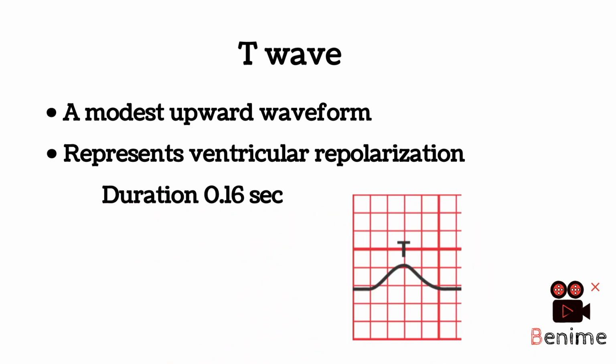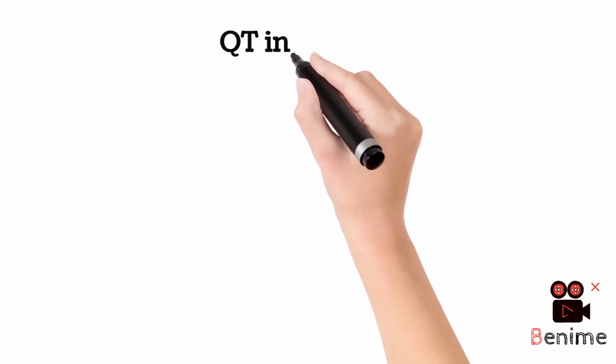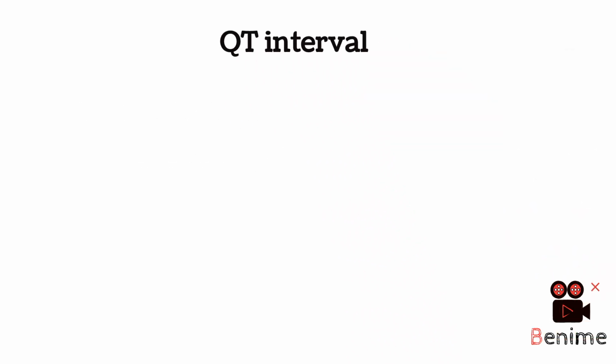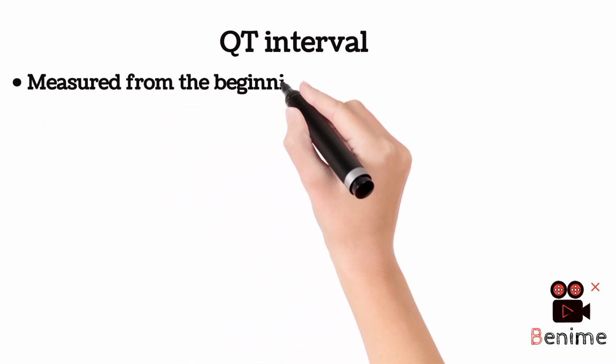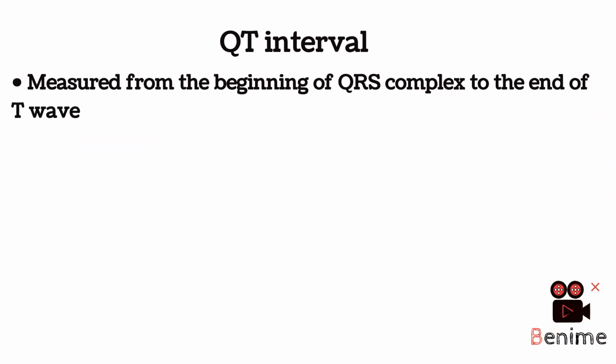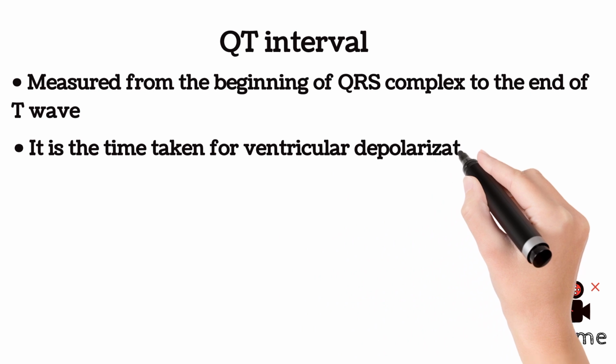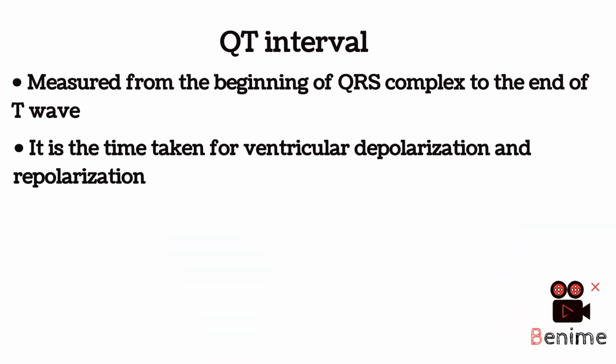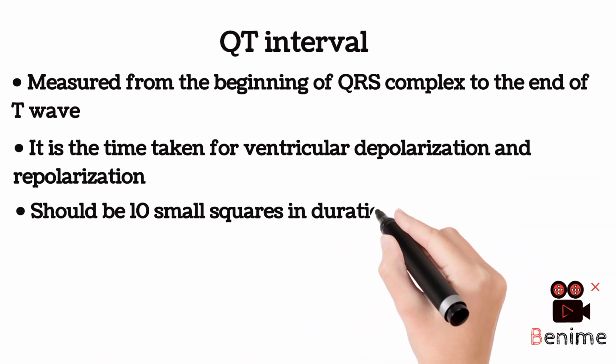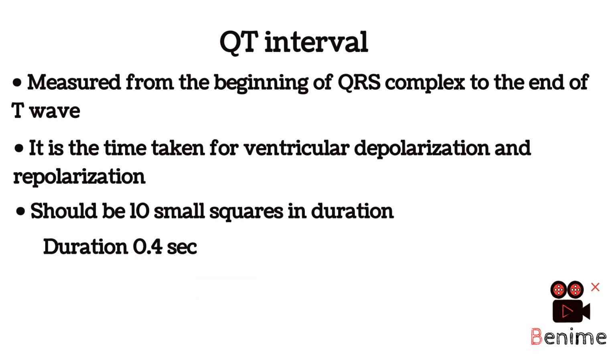Let's move towards the QT interval. As it is also an interval, it consists of the QRS complex, ST segment, and the T wave. It is measured from the beginning of the QRS complex to the end of the T wave. It is the time taken for ventricular depolarization and repolarization. It should be 10 small boxes, which is a duration of 0.4 seconds.